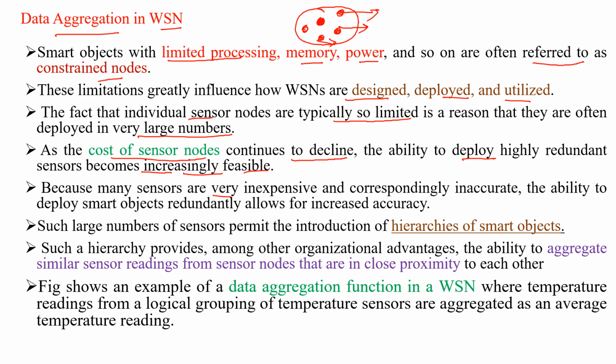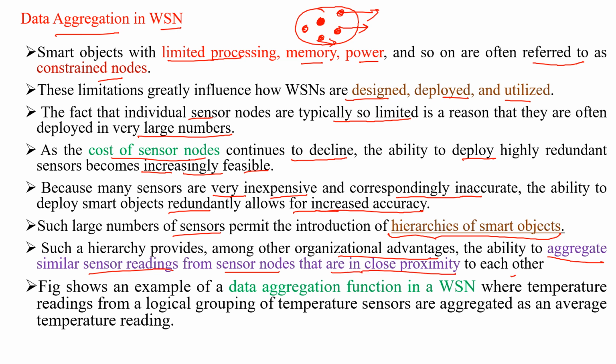Because many sensors are very inexpensive and correspondingly inaccurate, the ability to deploy smart objects redundantly allows for increased accuracy also. Such a large number of sensors permits the introduction of hierarchies of smart objects. Such a hierarchy provides, among other organizational advantages, the ability to aggregate similar sensor readings from sensor nodes that are in close proximity to each other.